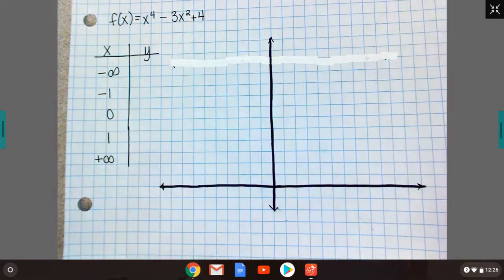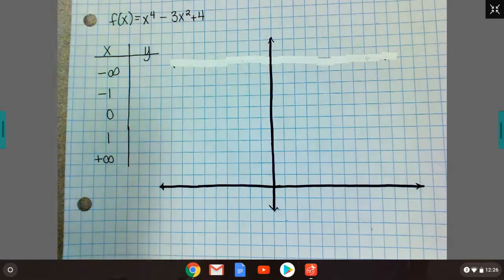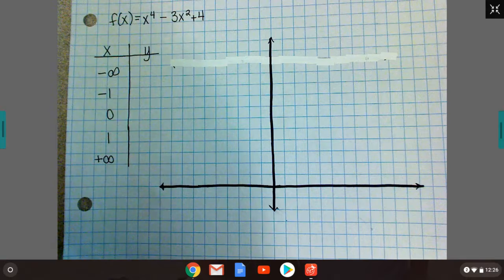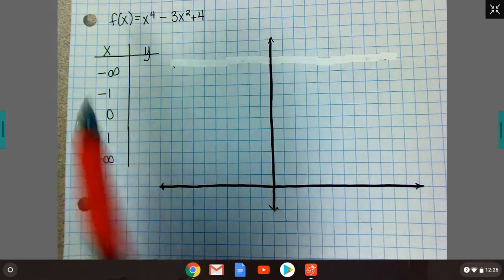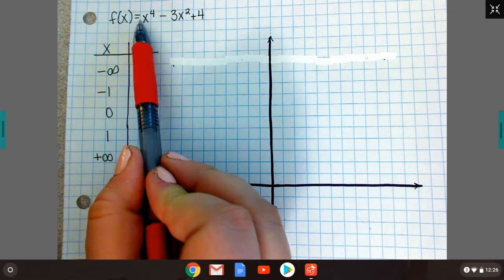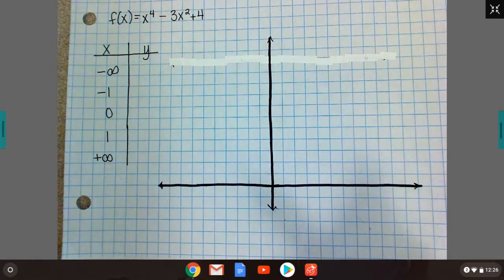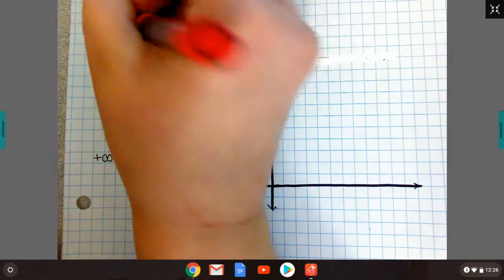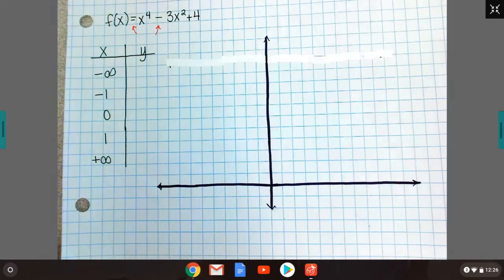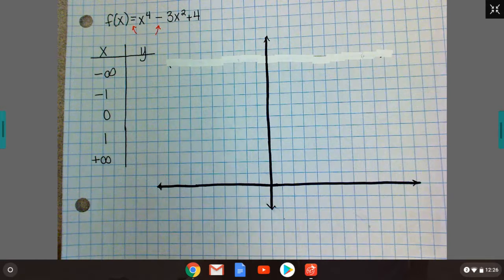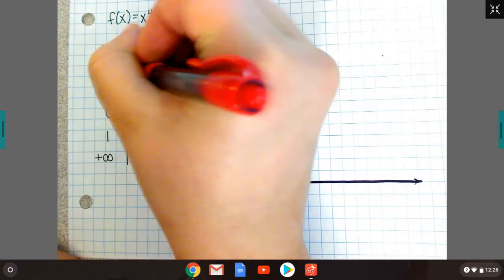All right, this one I've got f of x equals x to the 4th minus 3x squared plus 4. And there's a lot more going on in this one to solve for. Let's first just look at our leading coefficient is positive, and our degree is even. So even degree tells me it's either both up or both down. And since it's positive, I know it's going to be a both up situation. So I know that both of these are going to head towards positive infinity.